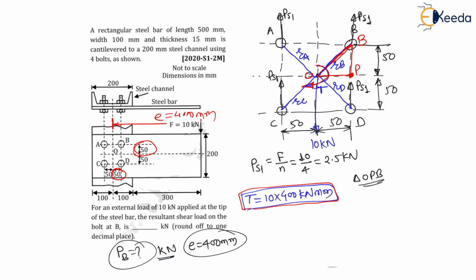Therefore, to find this RB, can I say RB is equal to under root of 50 square plus 50 square, because the vertical distance is 50, the horizontal distance is 50. Therefore, the radius of bolt B, RB, will be equal to 50 root 2 mm. Right, this is the radius of bolt B.